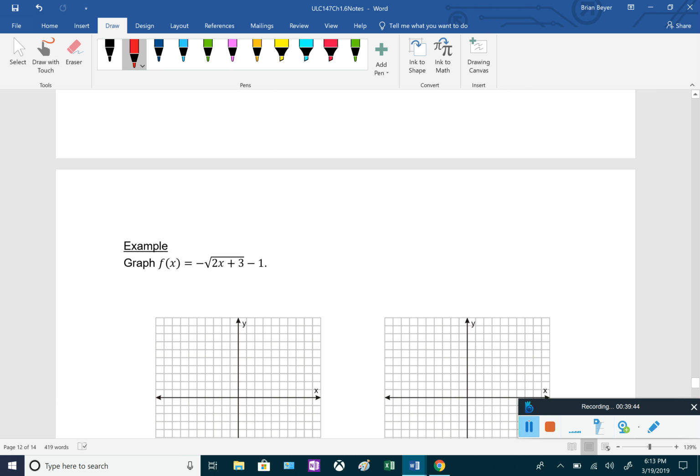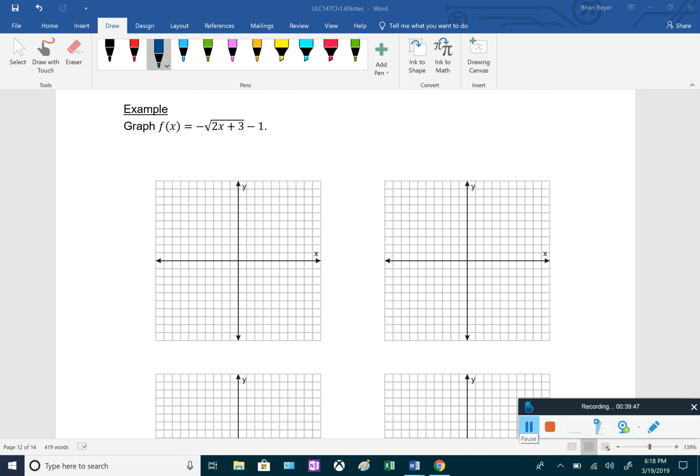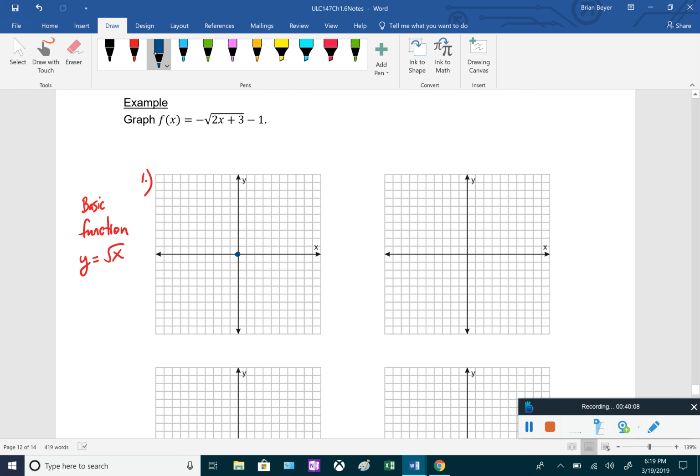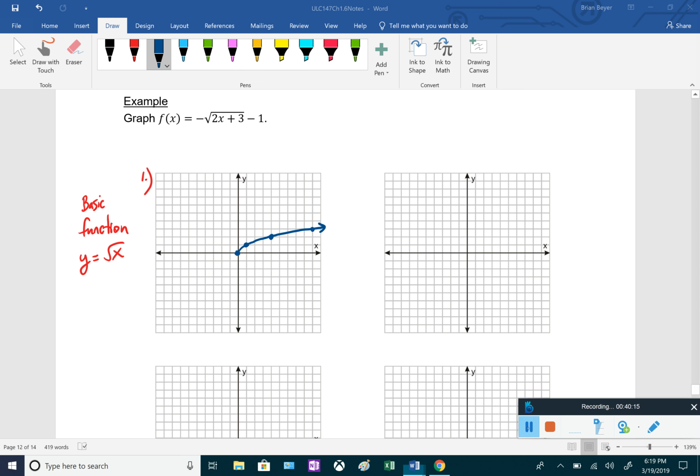Okay, so for the next one, we're going to graph f of x, which is negative square root of (2x plus 3) minus 1. So starting off with the basic function for the first one. Since there's a square root here, the basic function is y equals the square root of x. And I'm going to use the coordinates that I've previously used for this one. So it's going to be those 4 coordinates. So it looks like this.